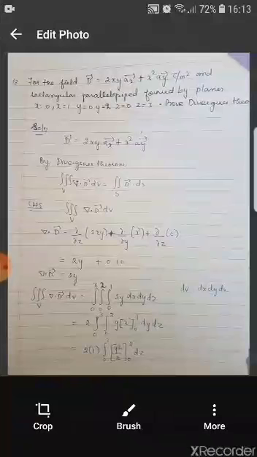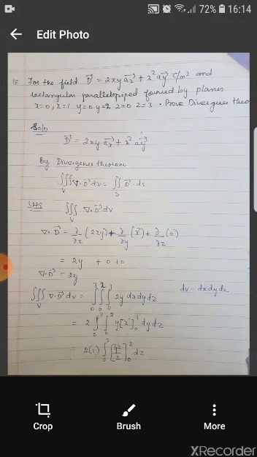And next, a field is given. D is equal to 2xy ax plus x square ay, and a rectangular parallelepiped formed by planes x is equal to 0, x is equal to 1, y is equal to 0, y is equal to 2, z is equal to 0, z is equal to 3. And you are asked to prove the divergence theorem. So solution, we start with D is equal to, it is given in the problem itself, 2xy ax plus x square ay.